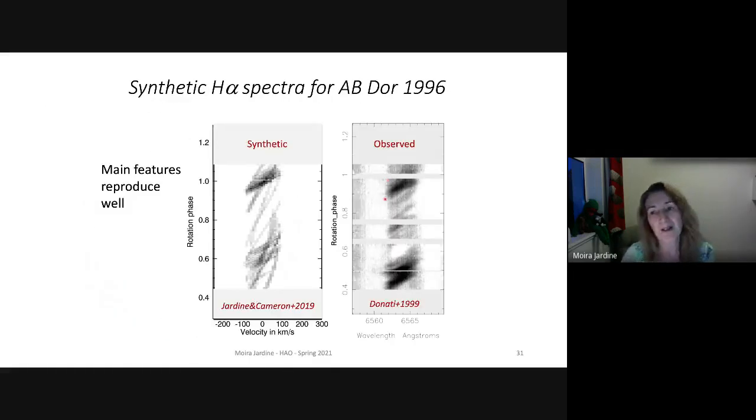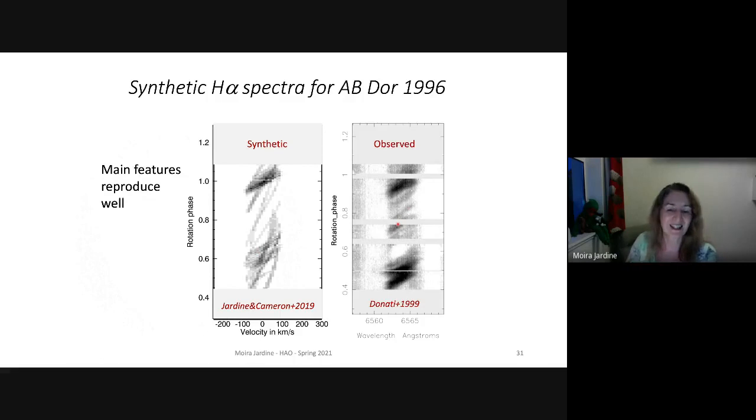Well, here's the comparison. These are the synthetic H-alpha absorption features, and this is what was observed at the time. And you see that some of the features are recovered very well. In particular, their slope is recovered very well, and that tells us we've got the location of the prominence correct. This one is recovered quite well too. This one is not well reproduced, but the main features are there.